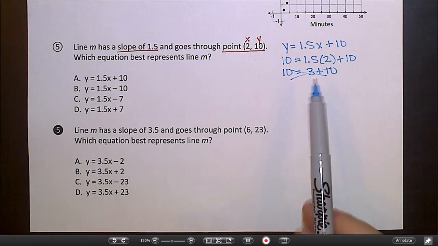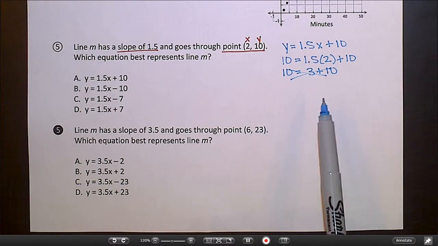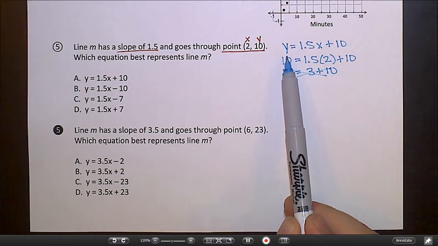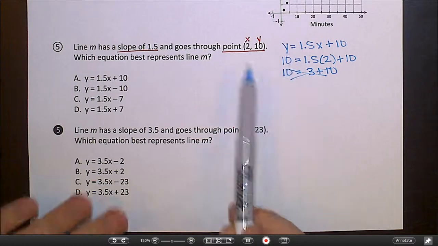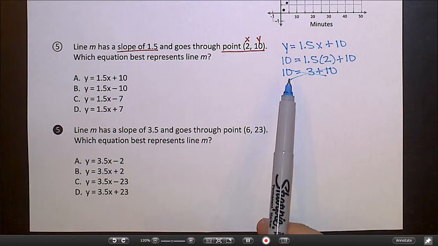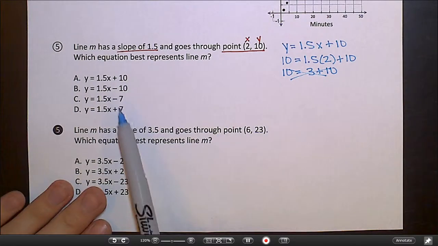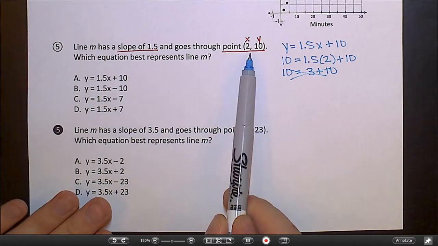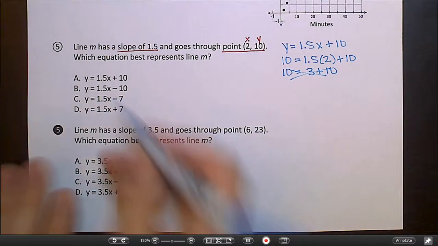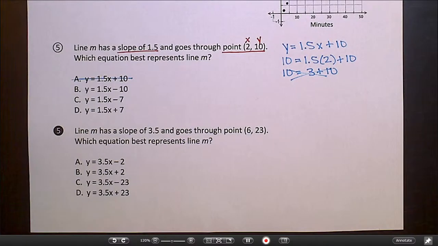So the reason on the table before, when we were trying to complete the table, we were just plugging in x values and then we were trying to figure out the y. This is different because they're giving us an x and a y, and so we're testing to see which one of these equations fits this point, fits the x and the y together. So A is gone.